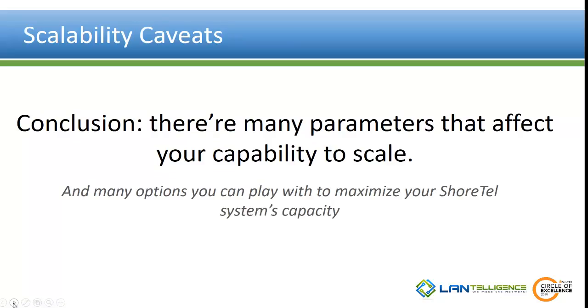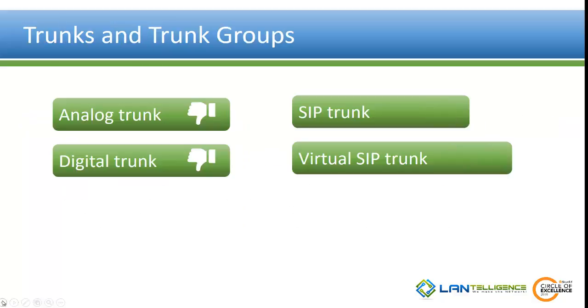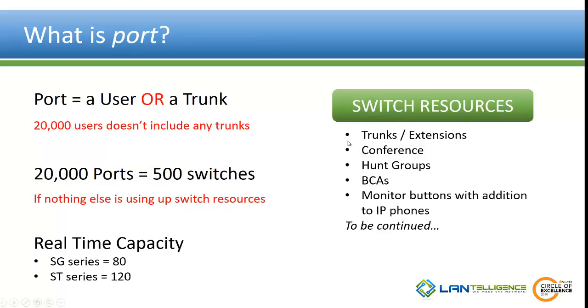So there are many parameters that affect your ability to scale. So many options to maximize your ShoreTel system. As I mentioned before, the number of work groups. Going back here, depending on how you design the system, the number of conferences, the number of trunks, which I think maxes at 5,000, number of hunt groups, number of bridge call appearances. Even with the virtualization in release 14 and Connect, they've added with the VM hosts the ability to handle more hunt groups and more bridge call appearances to give more capacity, right?